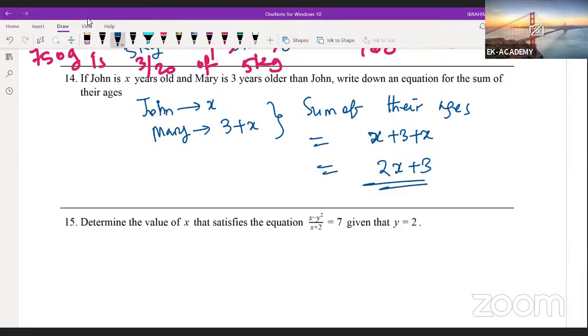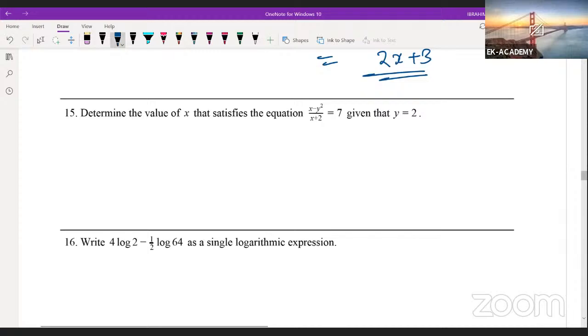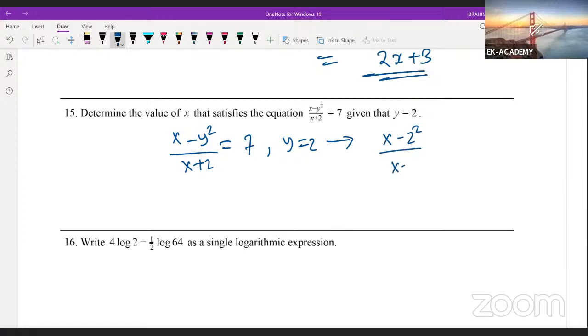We go to question number 15. Determine the value of X that satisfies the equation X minus Y squared over X plus 2 equals 7, given that Y equals 2. So we are looking for X minus Y squared over X plus 2 equals 7. We were given Y equals 2. So we are going to say X minus 2 squared over X plus 2 equals 7. The equation is going to be X minus 4 over X plus 2 equals 7 over 1.